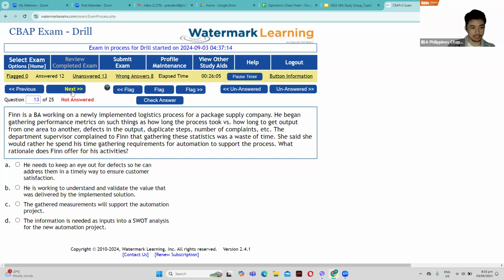A, he needs to keep an eye out for defects so he can adjust them in a timely way to ensure customer satisfaction. B, he is working to understand and validate the value that was delivered by the implemented solution. C, the gathered measurements will support the automation project. D, the information is needed as input into a SWOT analysis for the new automation project.